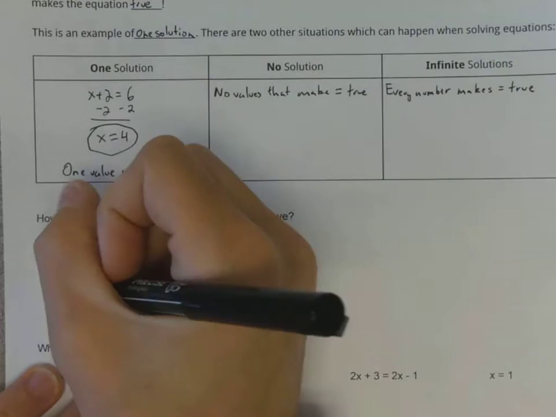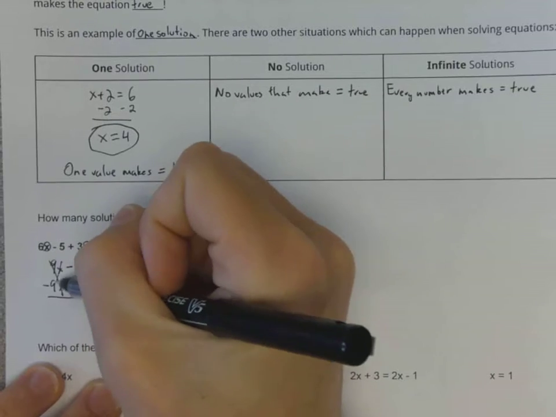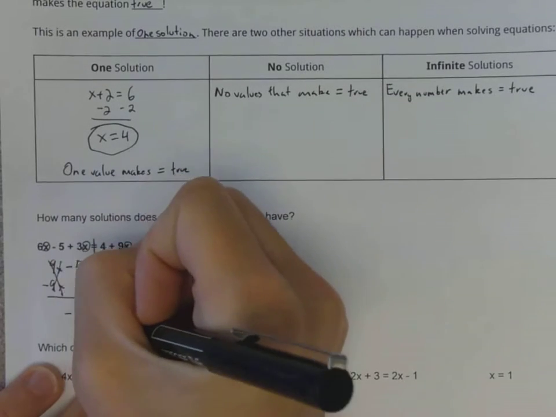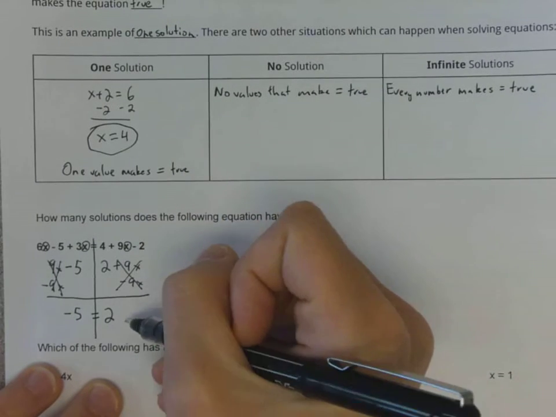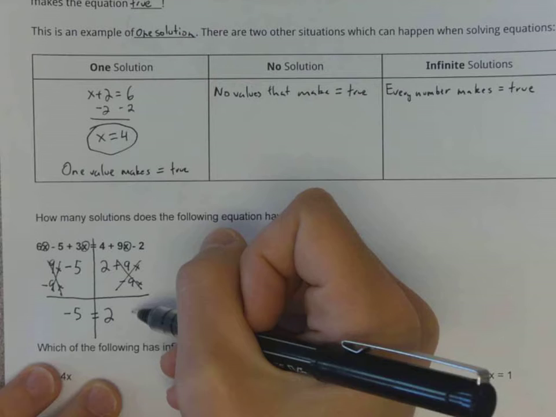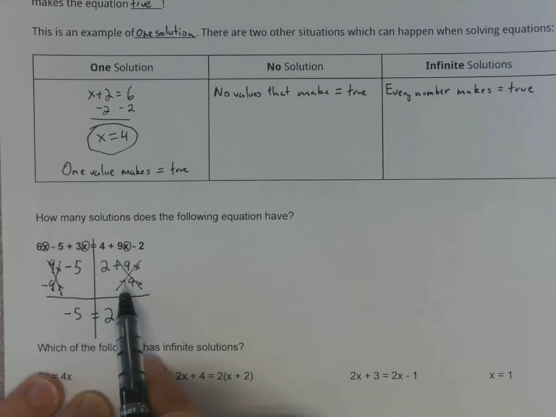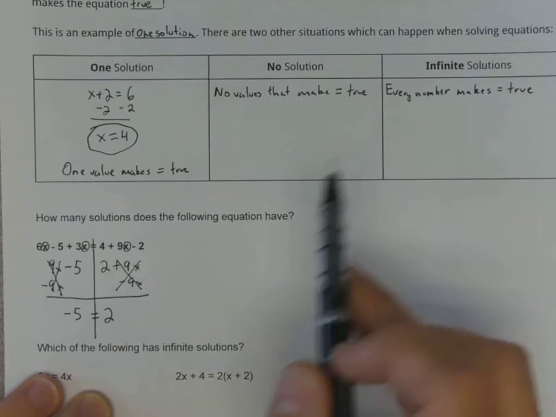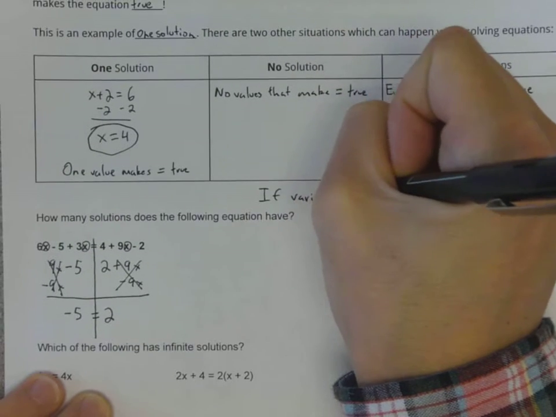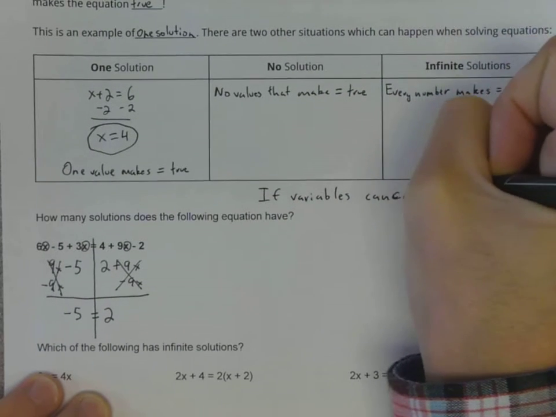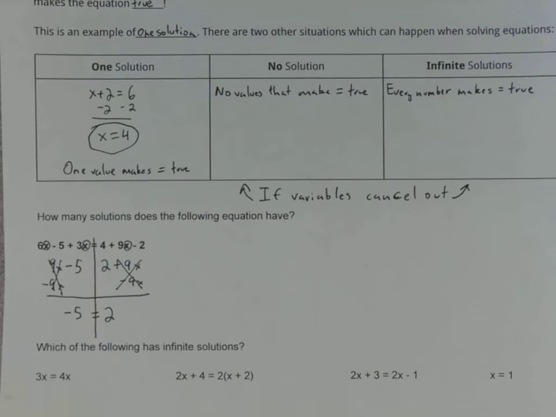All right, we'll move my variables to one side, so I'll subtract 9x on both sides. 9x minus 9x, those cancel out. On my left side, I just have negative 5. On the right side, I'll bring down that 2, and 9x minus 9x cancels out. So wait a second. There's no number to write down for x. If you're solving a problem and your variables cancel out, then you have either infinite solutions or no solution.